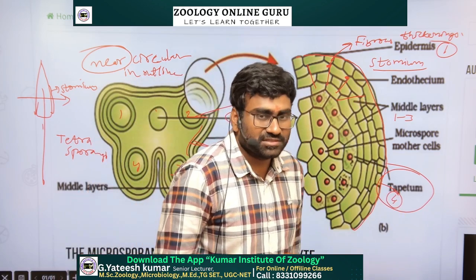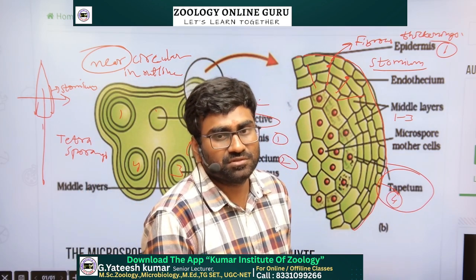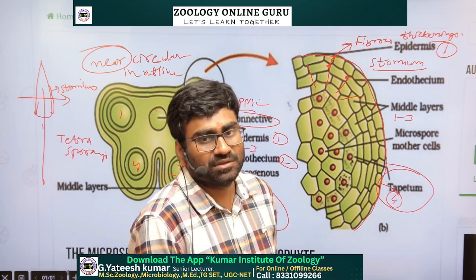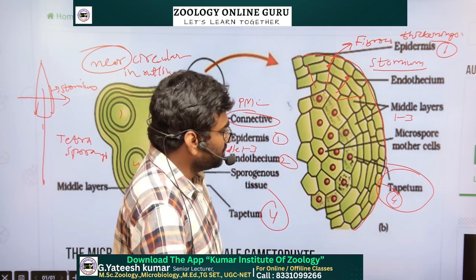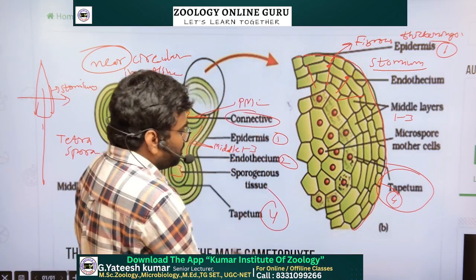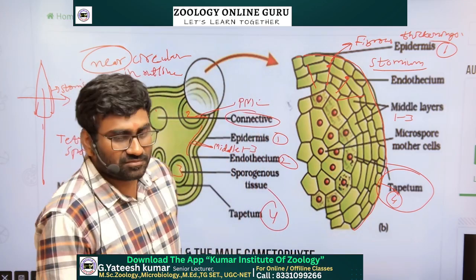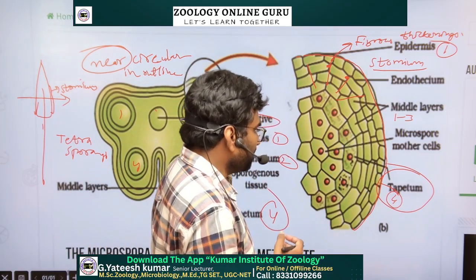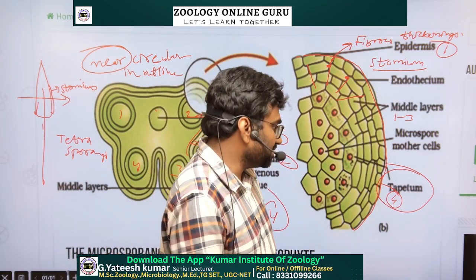It is also known as the nutritive tissue. So the tapetum nourishes the developing pollen grains. For the developing pollen grains, food is required. That food is supplied by this tapetum. So abundant food reserves are present in the tapetum.